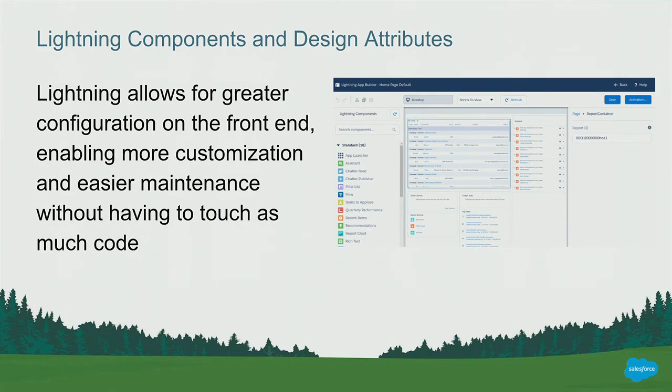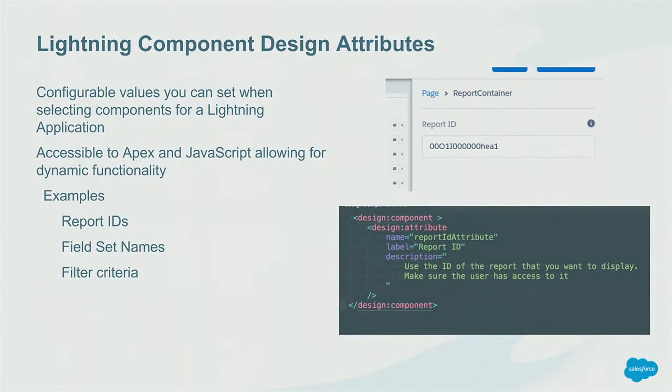The piece of configuration that I want to focus on today are the design attributes in Lightning. These allow for a greater amount of configuration on the front end, allowing you to customize your components and make maintenance really easy without having to touch your code. These design attributes are the things you see on the right-hand side of the Lightning App Builder when you select an application, or select a component for your Lightning application.